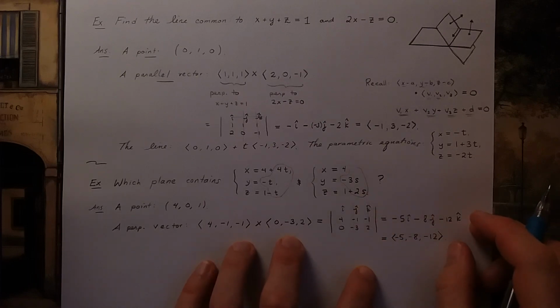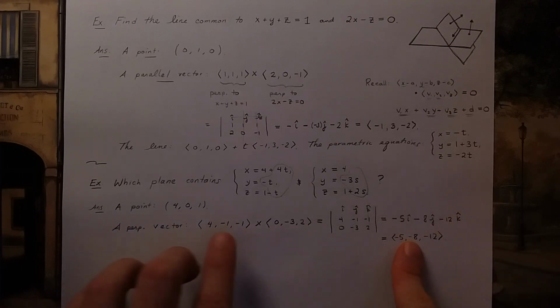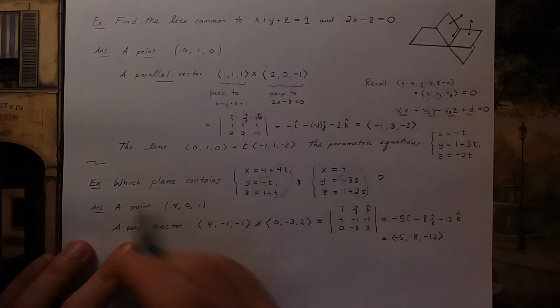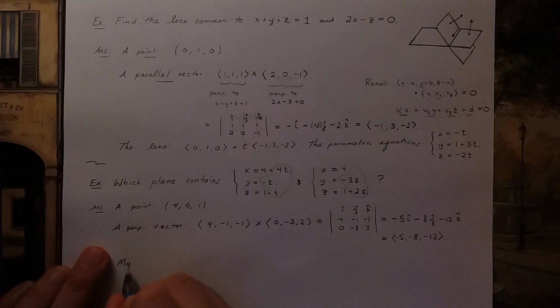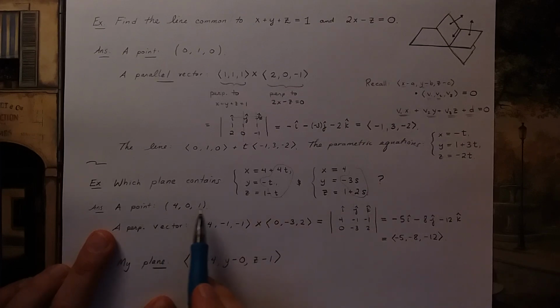Okay. Now, if you're ever worried that you did the cross product incorrectly, again, you could always check by taking the dot product and seeing that you got the right thing. But I think I got the right answer. Okay, so what is my plane? My plane is this. x minus 4, y minus 0, z minus 1. I got these numbers from looking at the point on my plane. And I'm going to dot that with the vector -5, -8, -12.